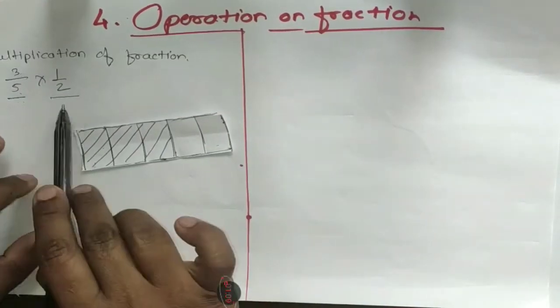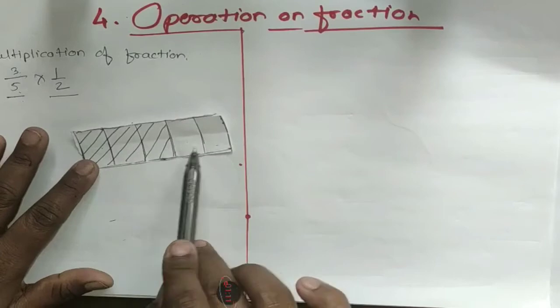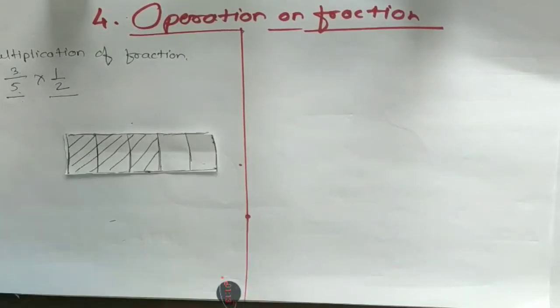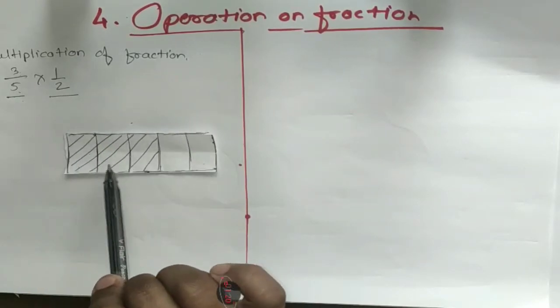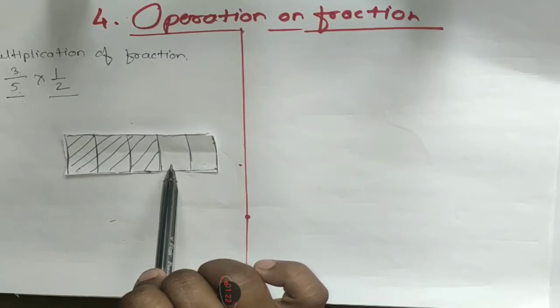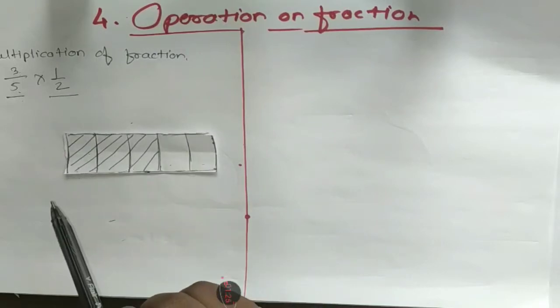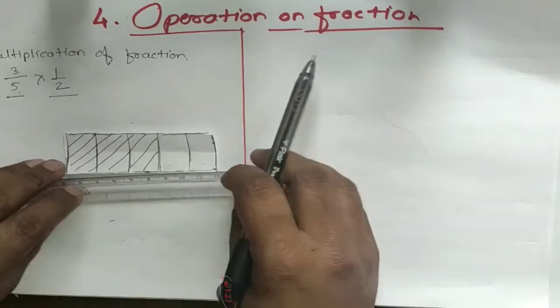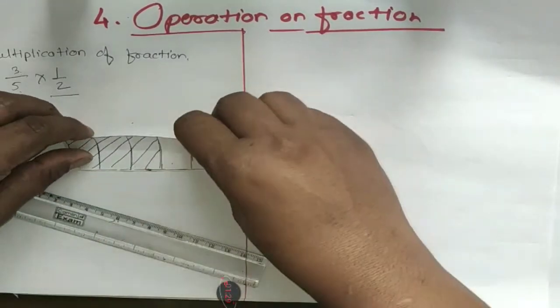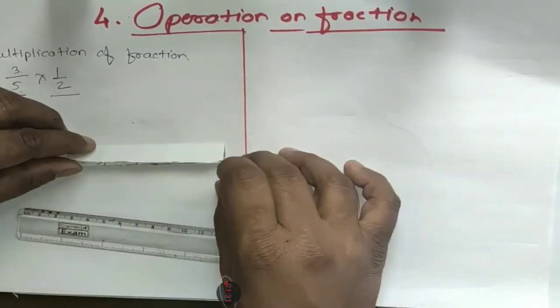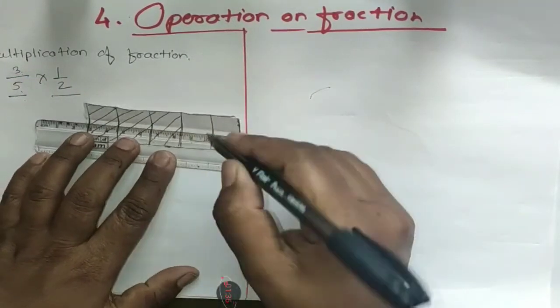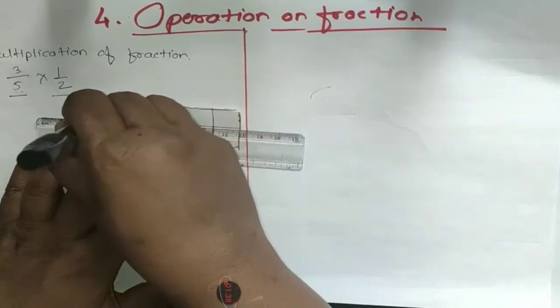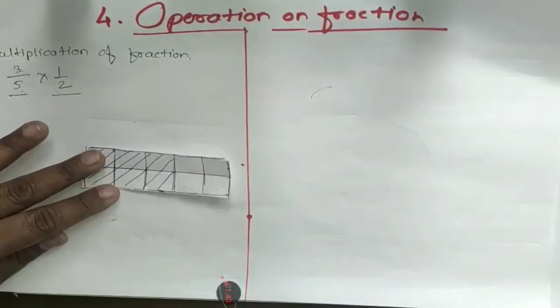Now what we have to do? Into half. It's half we have to do. So we have to take 1/2 of this 3 by 5th. This strip is the 3 by 5th strip, and its half we have to find. So we will draw a horizontal line. First of all, I will divide this into equal parts, so here I will get the center line, the horizontal line. This is the half of this 3 by 5.